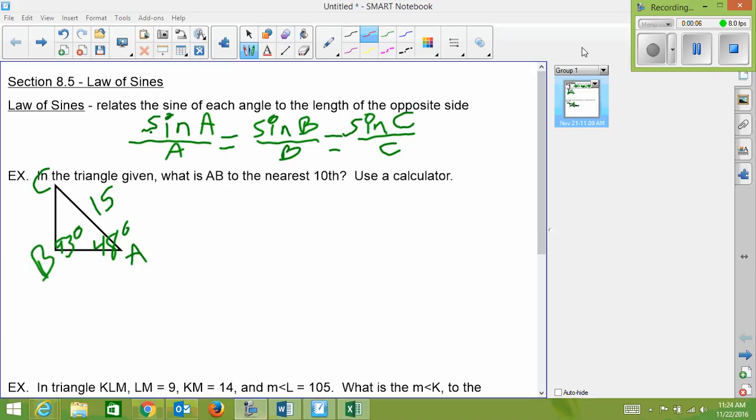So the law of sines relates the sine of each angle to the length of the opposite side. In other words, the sine of A over side A is going to be equal to the sine of B over side B, and then equal to the sine of C over side C. Because those ratios are proportional and equal to each other, we can go ahead and solve a question like this.